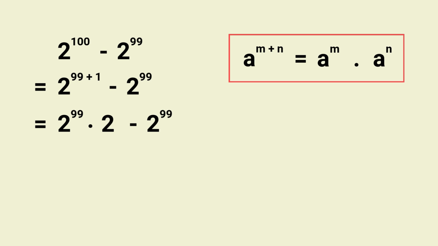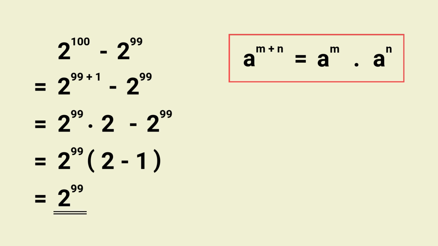And I want to factor out 2 to the power of 99 because it is in both parts here. So we factor out 2 to the power of 99, and in parentheses from the first part only 2 is left, minus, and from the second part 1 is left. And now we have 2 to the power of 99 and let's just calculate what we have in parentheses. 2 minus 1 equals 1. So times 1, we don't have to write it and we have found our solution.